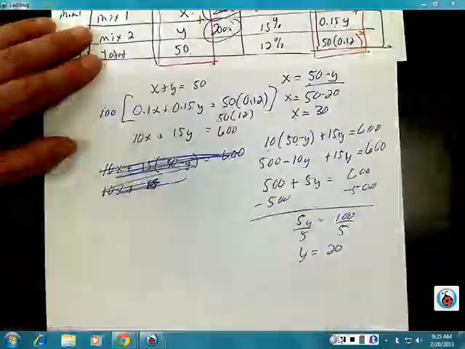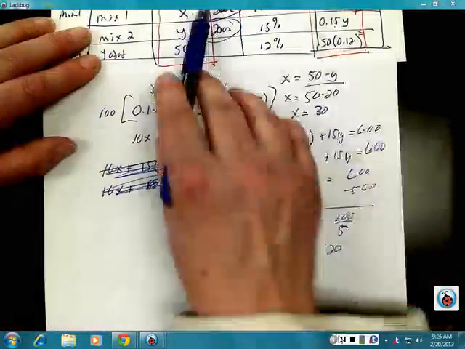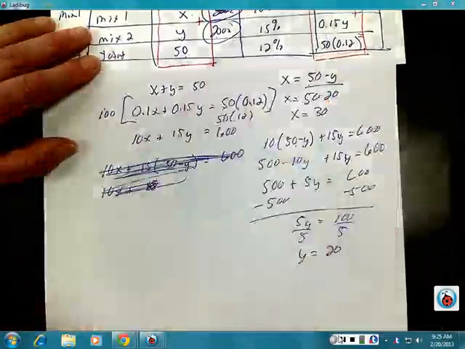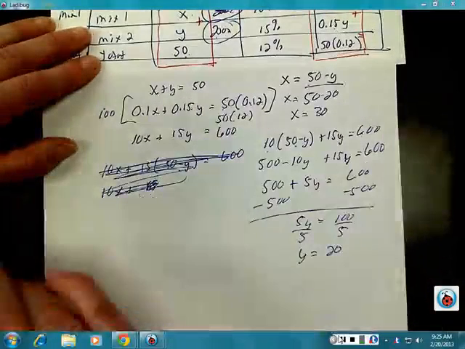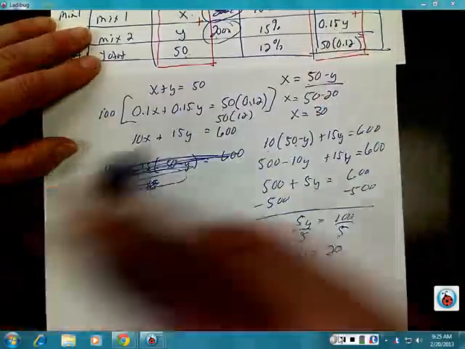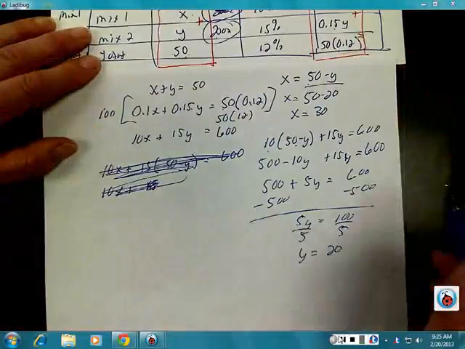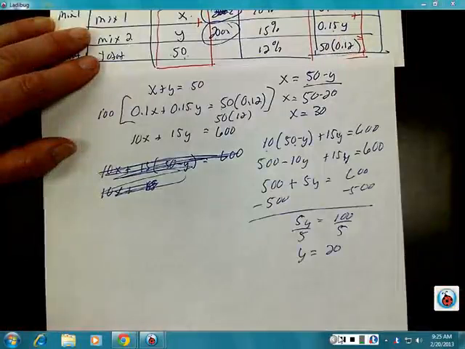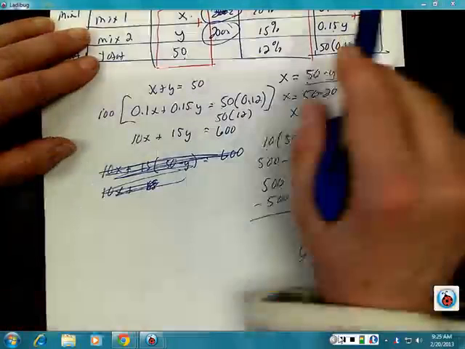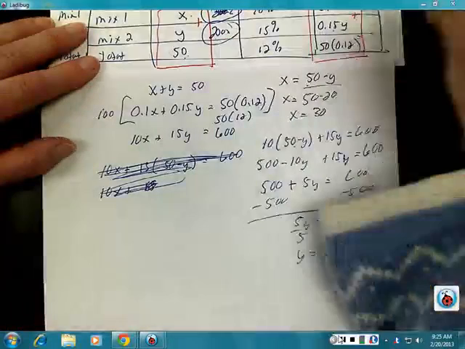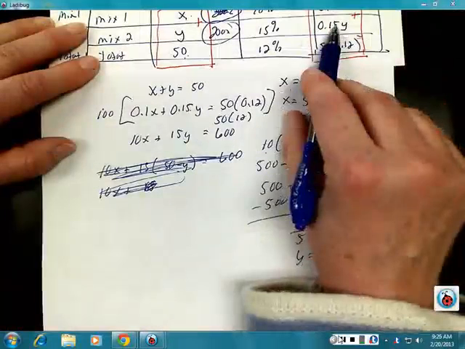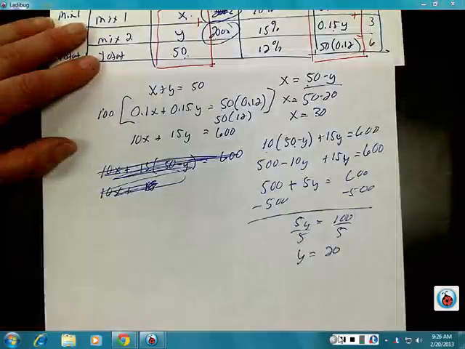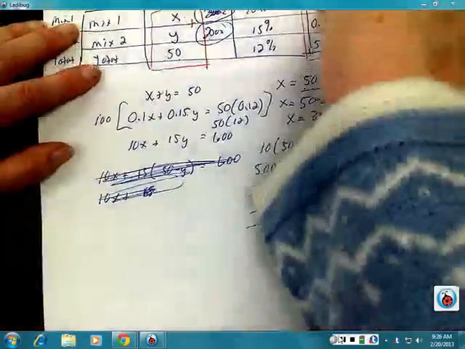Okay. Does it work? 30 plus 20 does equal 50. And 0.1 times 30 is 3. And 20 times 0.15 is 3 also. And 50 times 0.12 is 6. So 3 plus 3 is 6. So it worked. Okay. Yes or no?